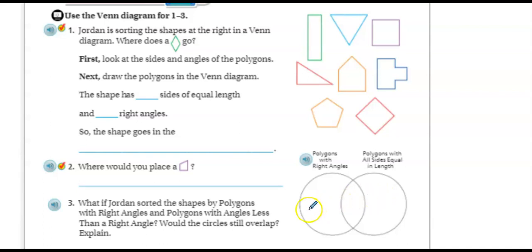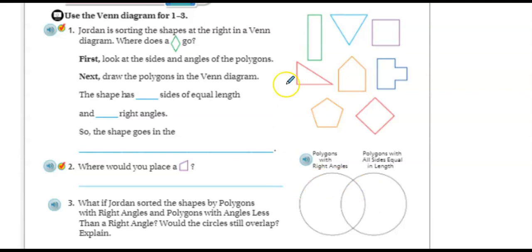So then where would this go? And this is a trapezoid. It has 4 sides. It does have right angles. So a polygon with right angles, polygon with all sides that are equal length. Well, we can see that that side is not equal, so it would not go over here. It would stay in the polygons with the right angles.